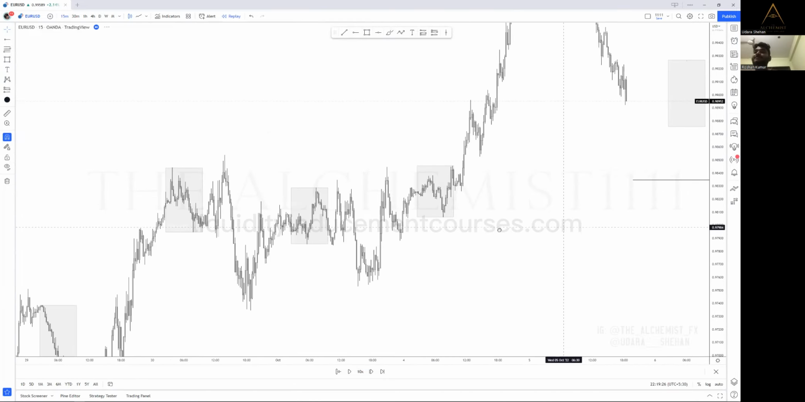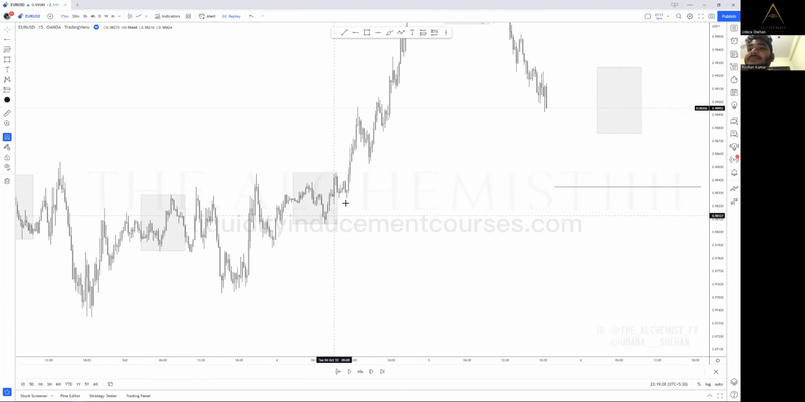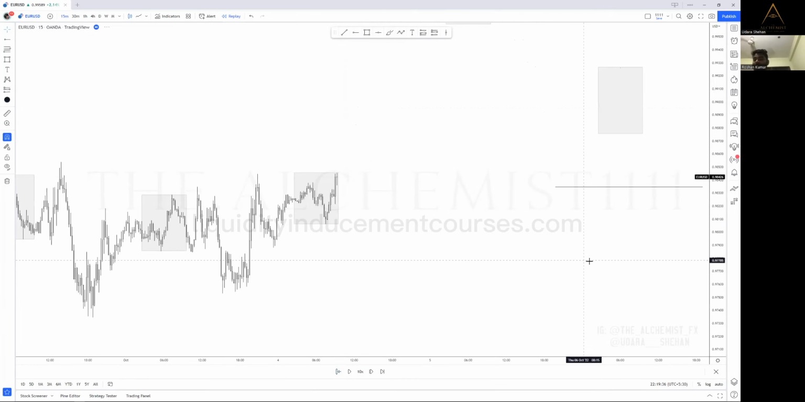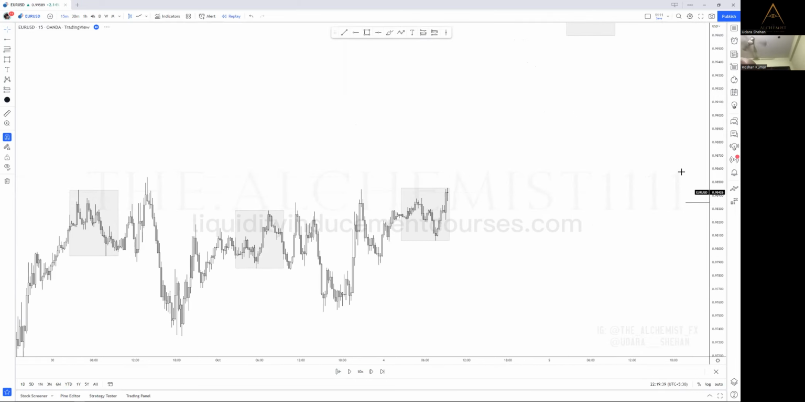Okay, so let's see. This still, what happened? Yes, I missed it. I'll show you why I missed it. Because the timing was too early. The setup played out too early, so I did not want to take a trade.